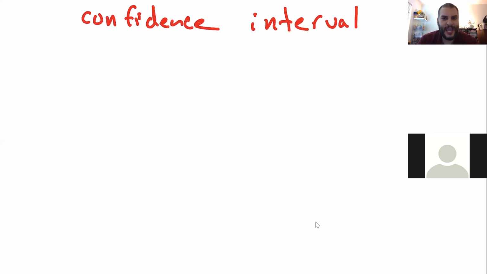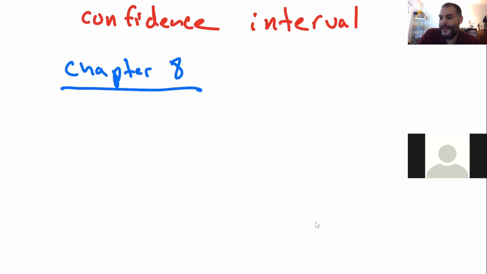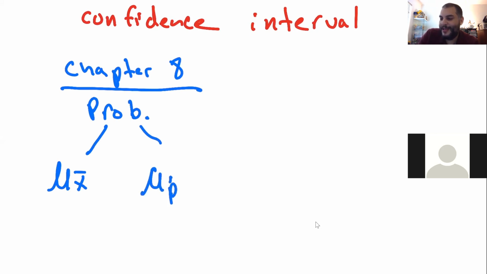If you notice for chapter 8, it was the same progression. In chapter 8, we were finding the probability, but we were finding the probability for different parameters. If you remember, we were finding the probability when we had mu of x bar, and we were also finding the probability when we had mu of p hat. But pretty much we're just finding the probability. So that's how chapter 9 is going to work.